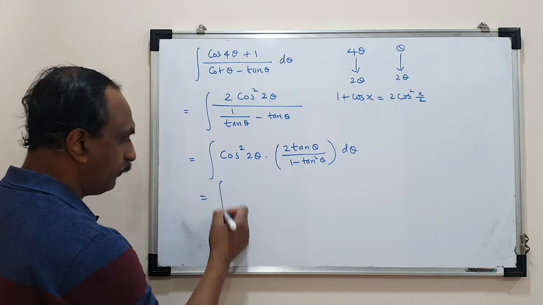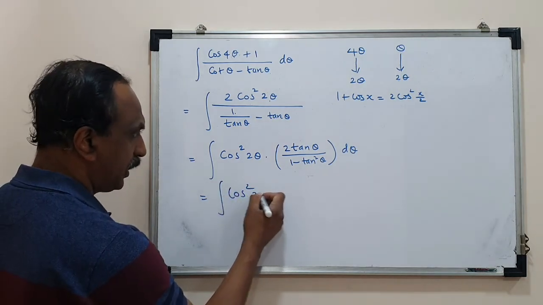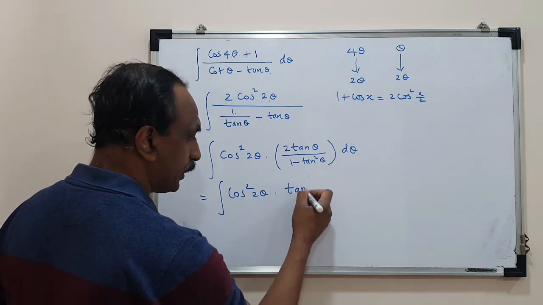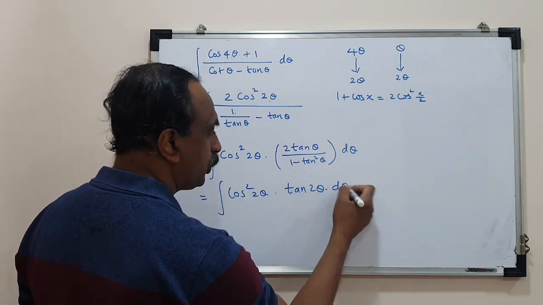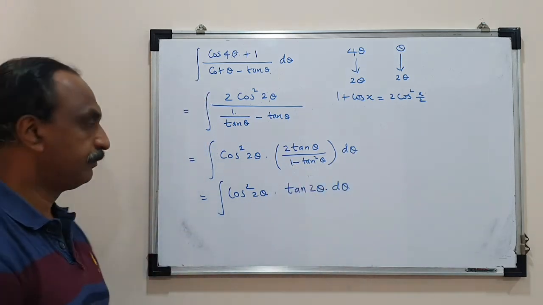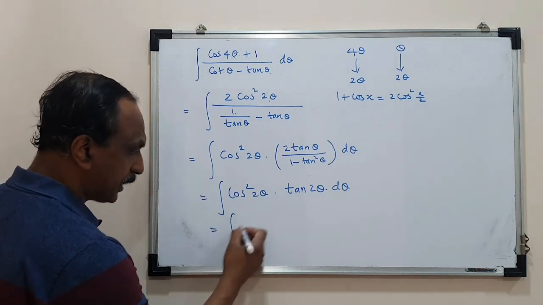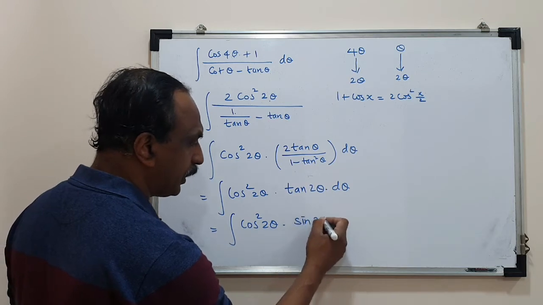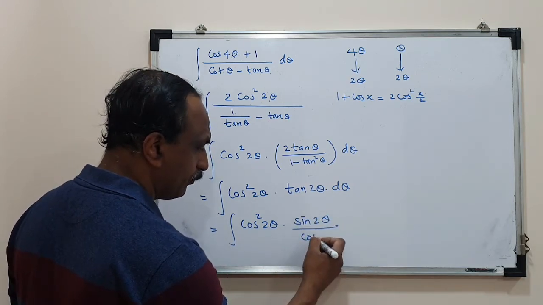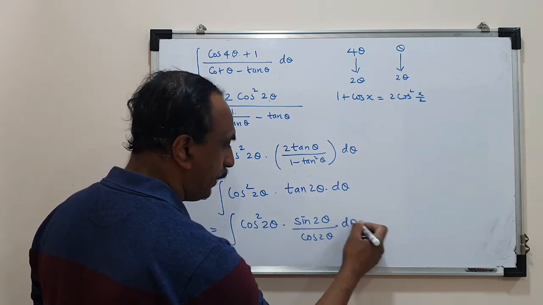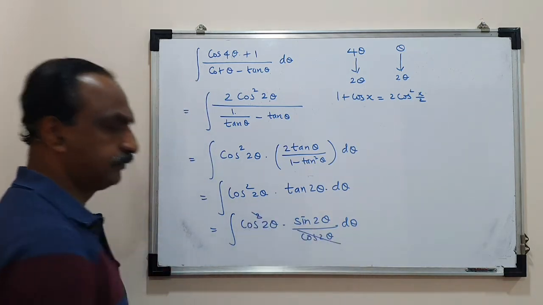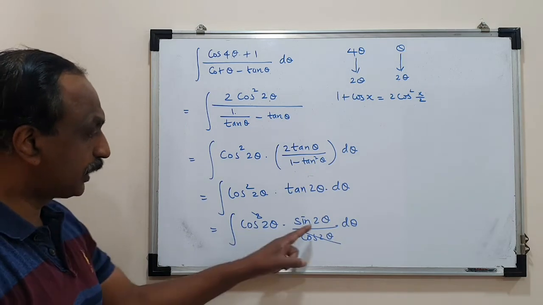That is not the formula for sin 2 theta. It is the formula for tan 2 theta. Sin 2 theta has a plus sign in the denominator. Now I can simplify this as cos square 2 theta into sin 2 theta upon cos 2 theta. So I made the angles all the same. One cos got cancelled. Now I have cos 2 theta into sin 2 theta.